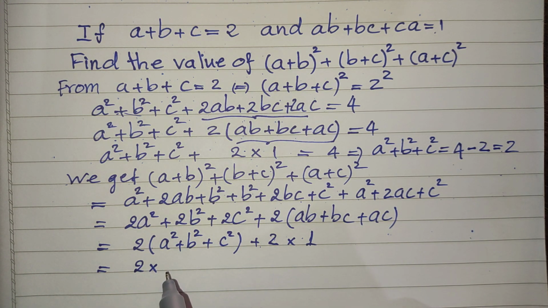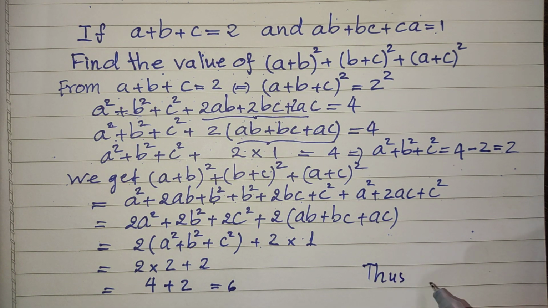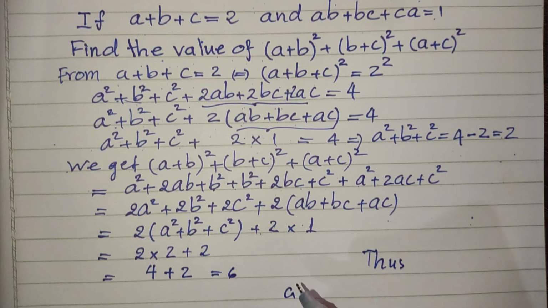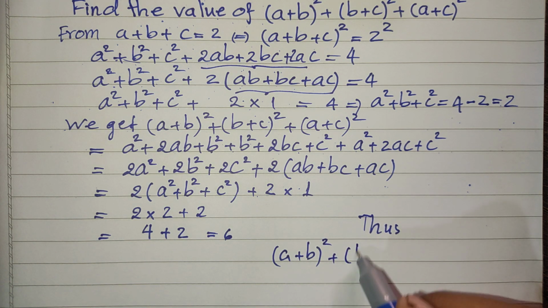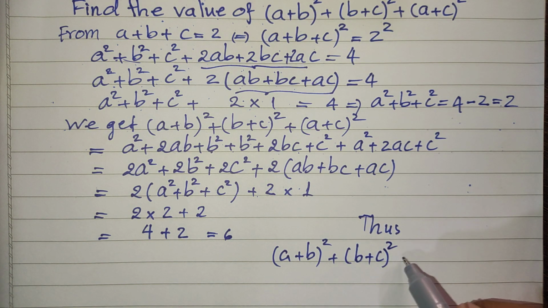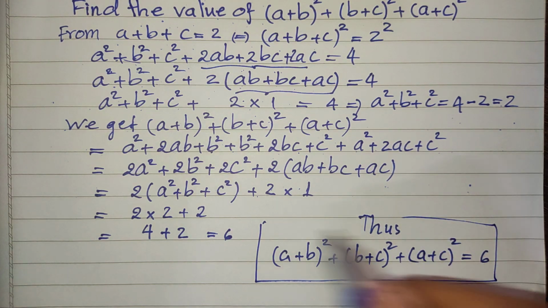So now I replace it: 2 multiplied by 2 plus 2 multiplied by 1, we get 4 plus 2, which equals 6. Now we get the value of our expression: (A plus B) squared plus (B plus C) squared plus (A plus C) squared is equal to 6. That is our answer.